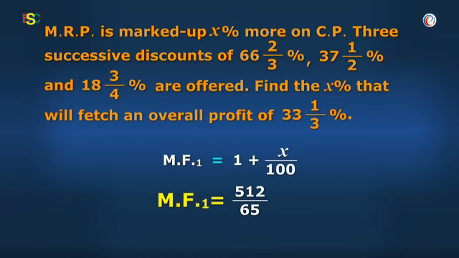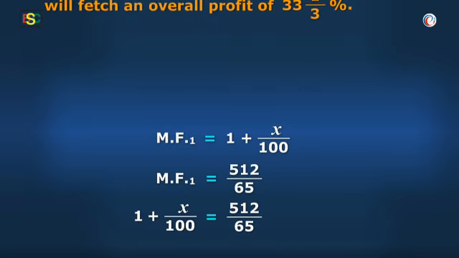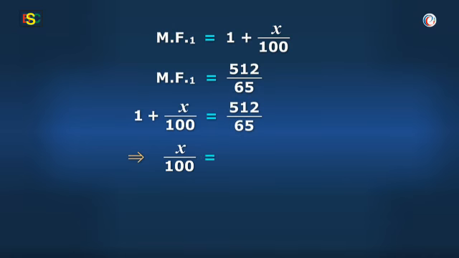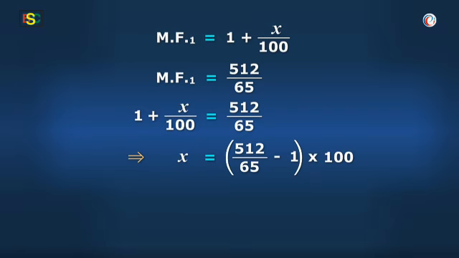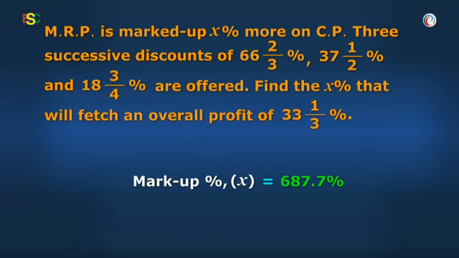Now, MF1 is equal to 512 by 65, which can be written as 1 plus increase percentage, or 1 plus X% as given. So, markup percentage, that is X%, is equal to 512 upon 65 minus 1, into 100, which is equal to 447 upon 65 into 100, 687.7, or 687.7%.